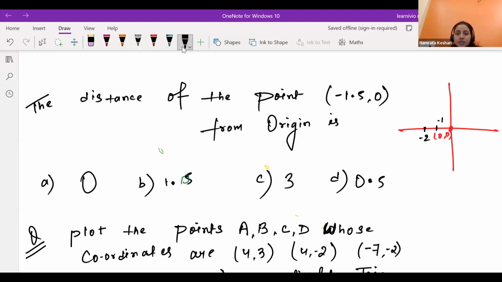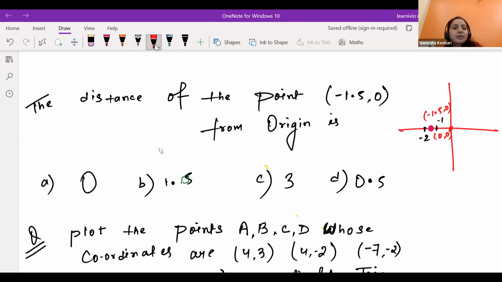Yes, it will be on the x axis, and somewhere between -1 and -2 will be -1.5. Did you get it? Yes, ma'am, I have. Right. So here we'll have x is -1.5 and y is 0. Now, what is this point's distance from the origin?